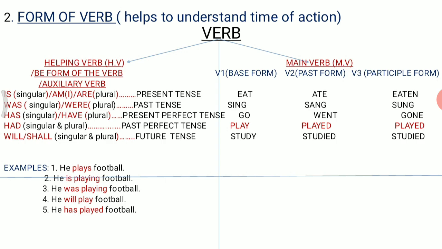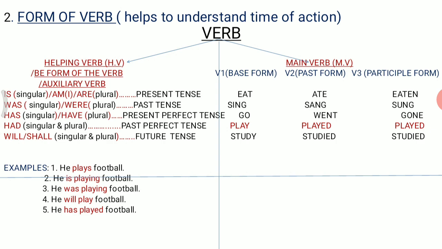So do not bother about present perfect tense. We will learn later on what present perfect tense is. Then we have had. Had goes with singular as well as plural subject. Fine, and this is what we generally use in past perfect tense. Then we have will and shall. Now these two words generally go with singular as well as plural in future tense. Okay, you have good knowledge of present, past and future, that I think no need to be explained.